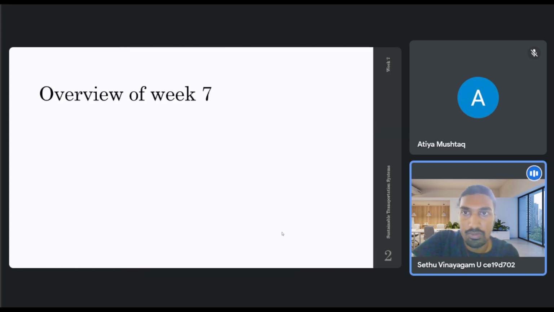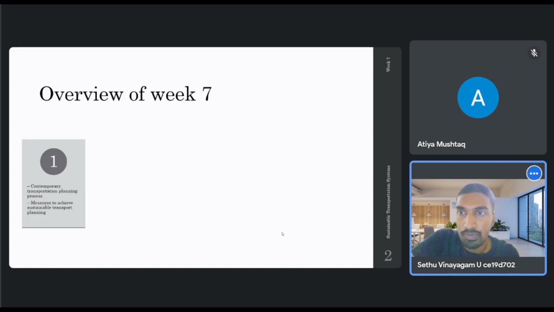Okay, so let's start with an overview of the contents that were there for week 7. The first lecture of week 7 covered the contemporary practices in the transportation planning process. At the end of week 6, we finished with an introduction to sustainable transportation planning, where we looked at the four-step process for transportation planning. This week we continued with that.